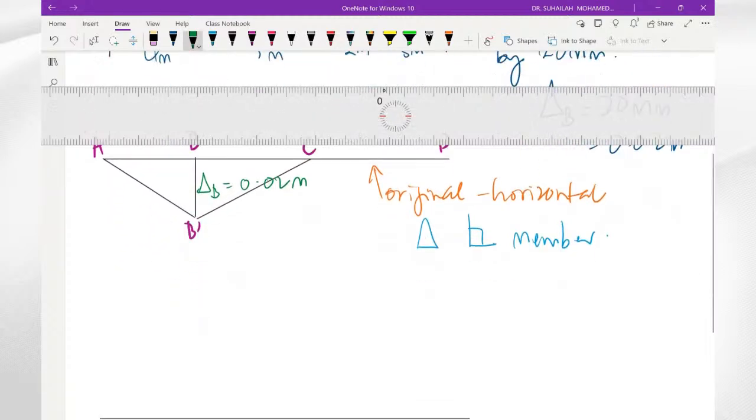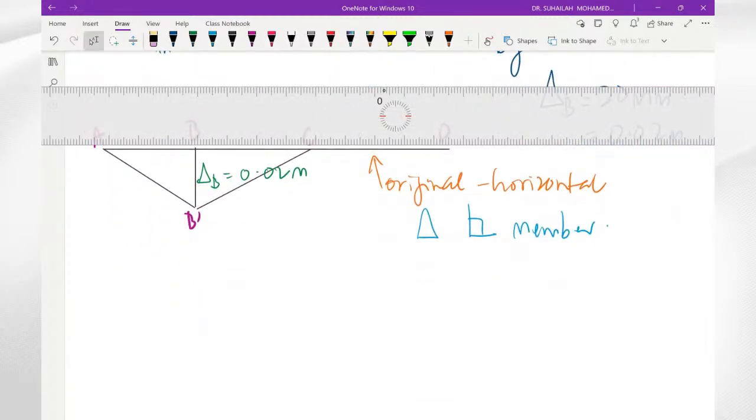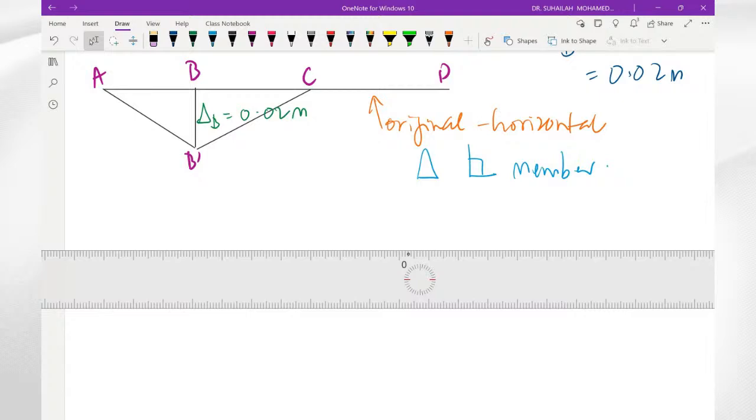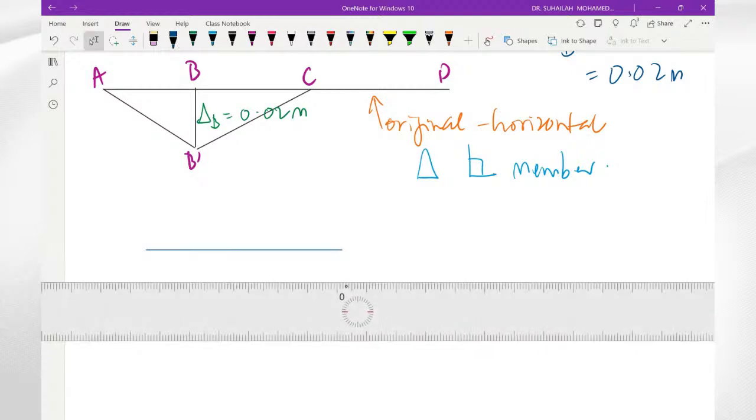Okay, so how to analyze this? We do it one by one element. We do AB first and then BC. So when considering AB, it is like this. Okay, it is like this.